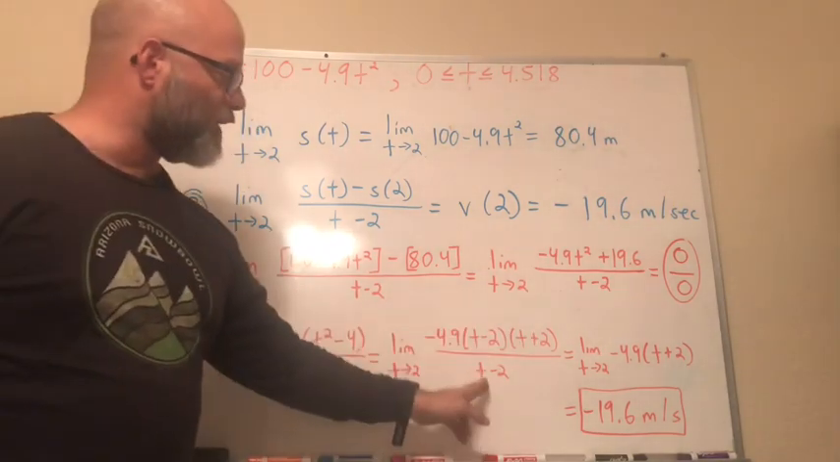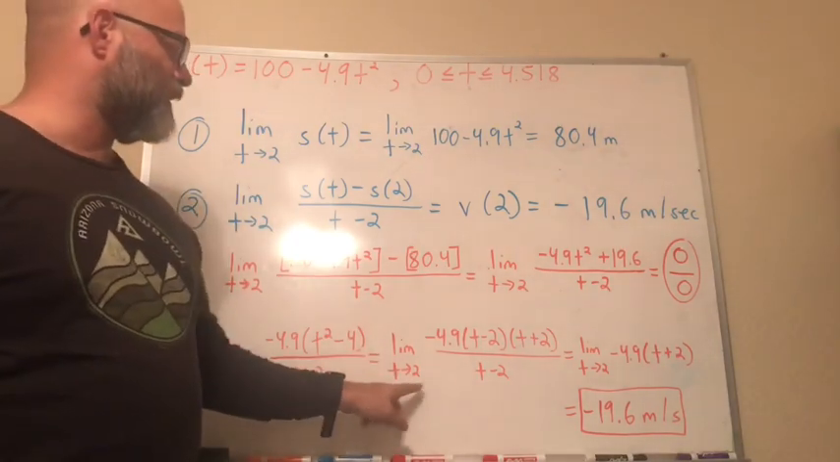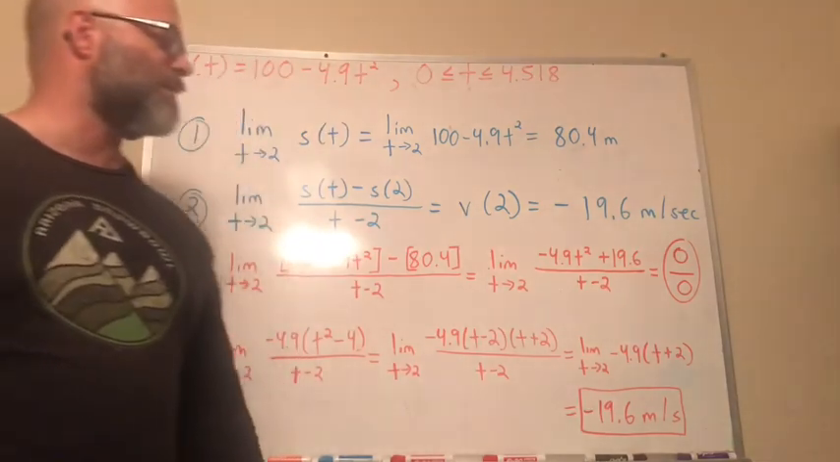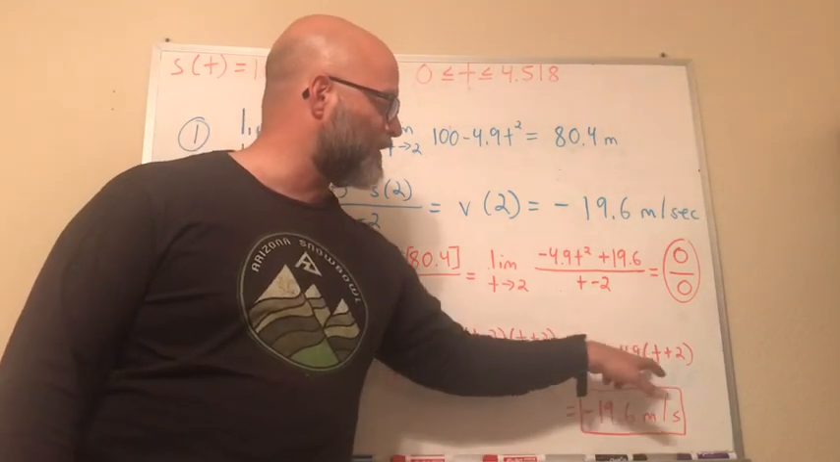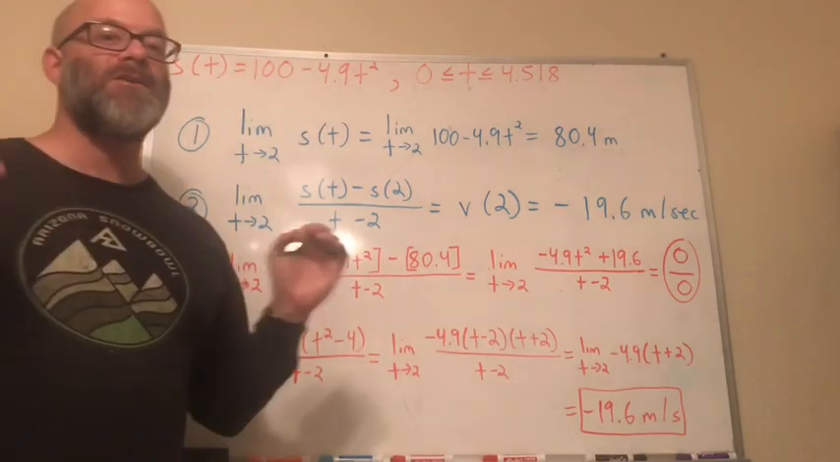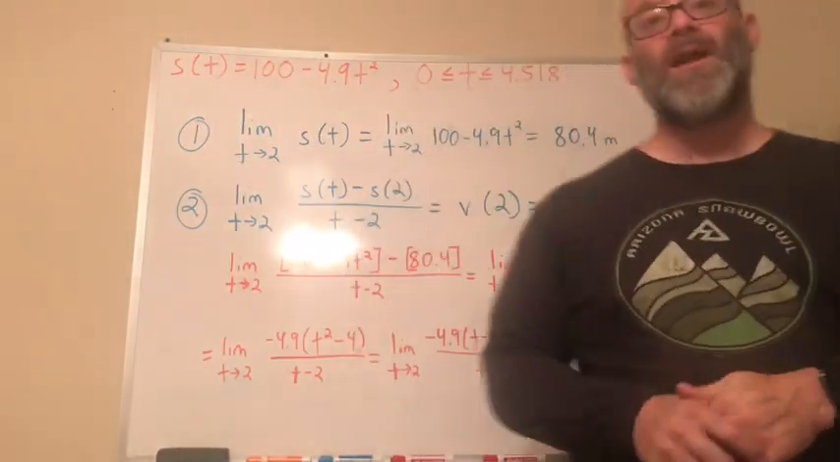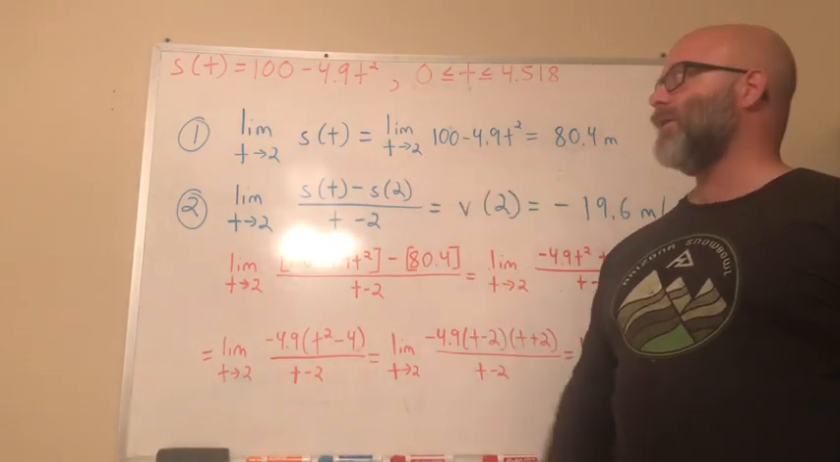Notice t minus 2 over t minus 2 is 1. Those cancel, and you're left with the limit as t approaches 2 of negative 4.9 times t plus 2. Okay, it's down to just a simple polynomial. Plug in 2, and you get out negative 19.6 meters per second. All right, you've got to keep this straight. You've been doing limits like this all day long.